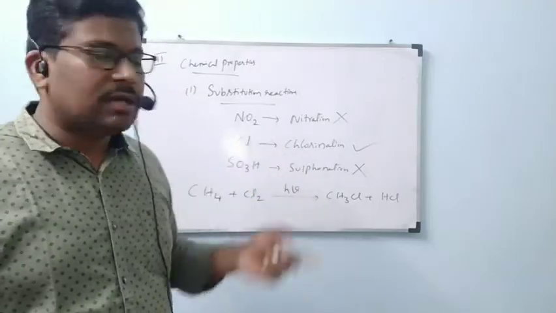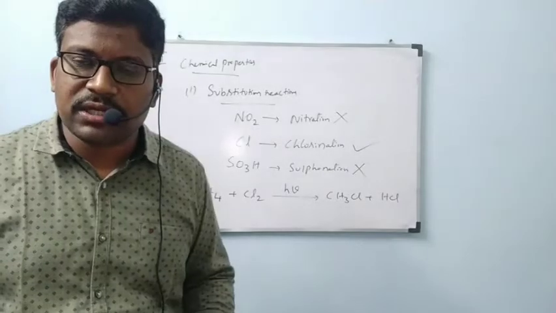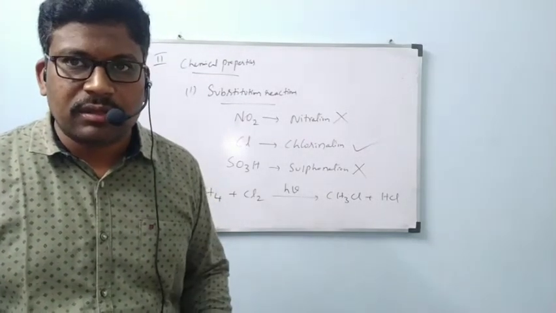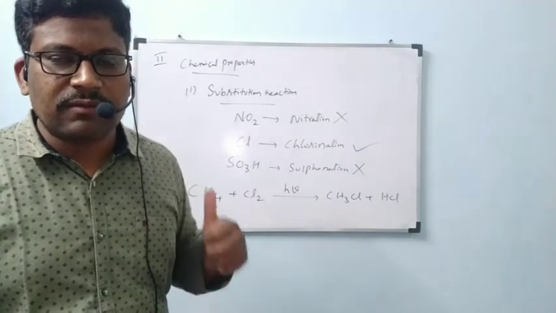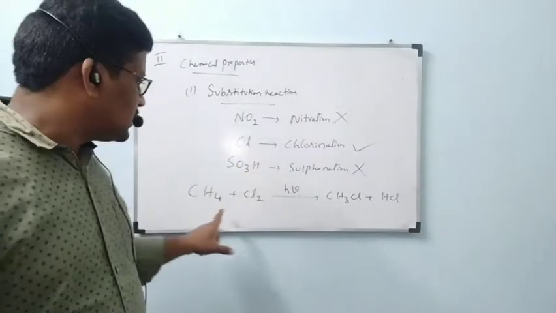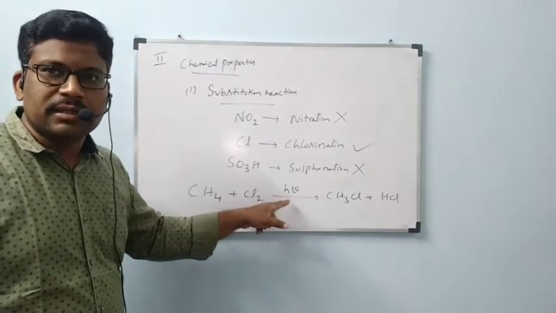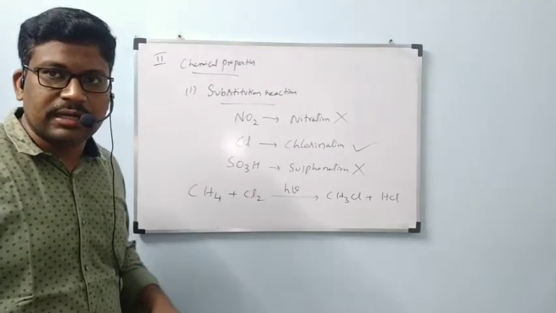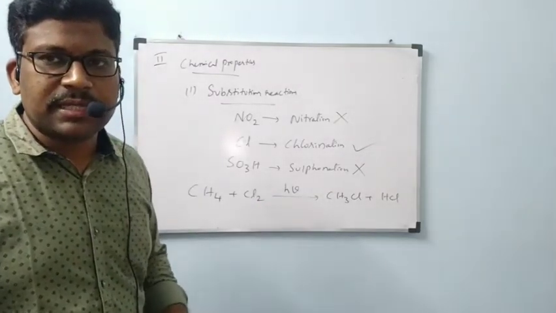If you get a nitro group, NO2, that is called nitration. If you get SO3H, that is called sulfonation. But generally, nitration and sulfonation will not be observed in normal substitutions in alkanes. So in alkanes, we generally undergo chlorination only. The example I have given is CH4 plus Cl2, h nu. Here h is Planck's constant and nu means frequency. h nu is called sunlight. In the presence of that sunlight, this reaction happens to form chloromethane plus HCl.